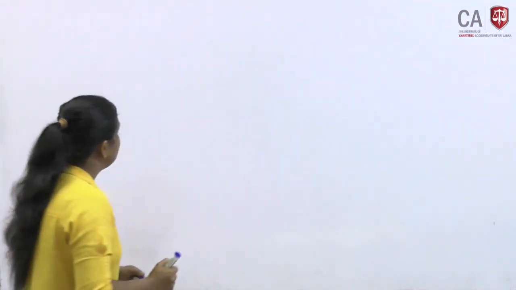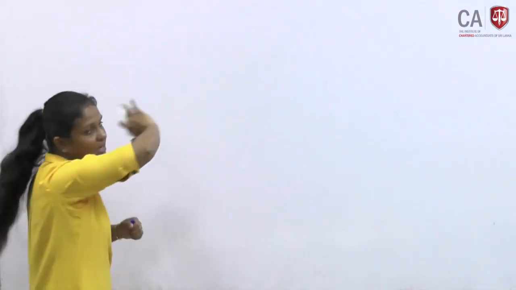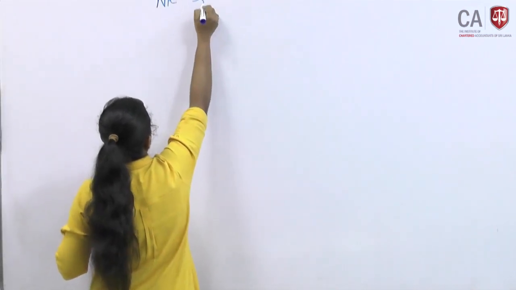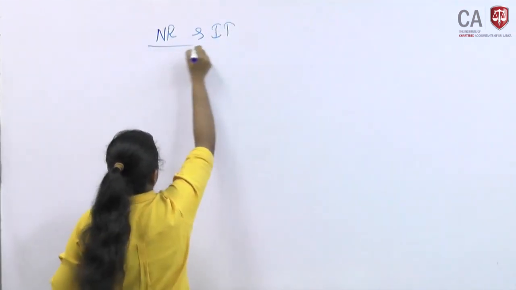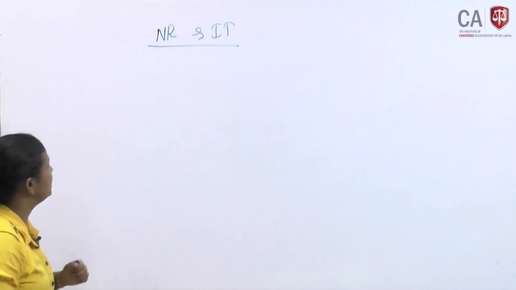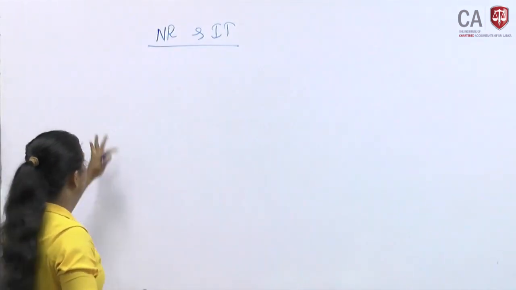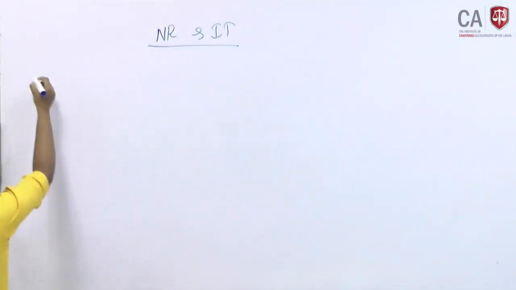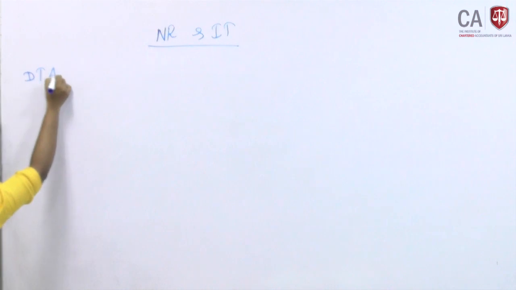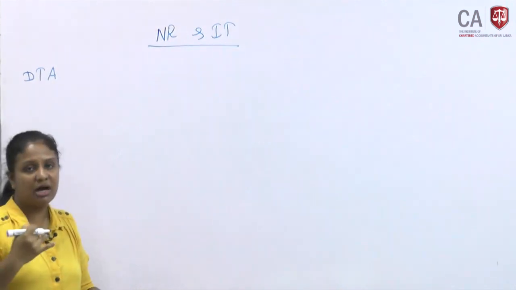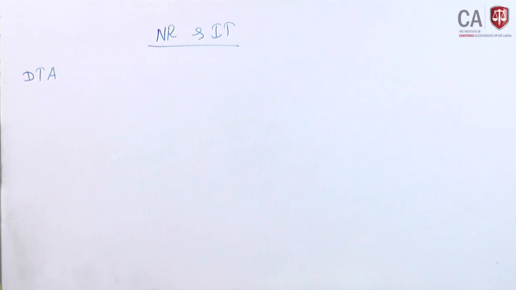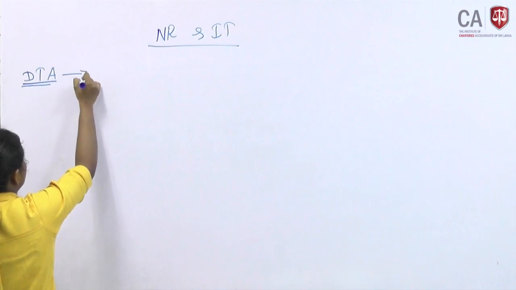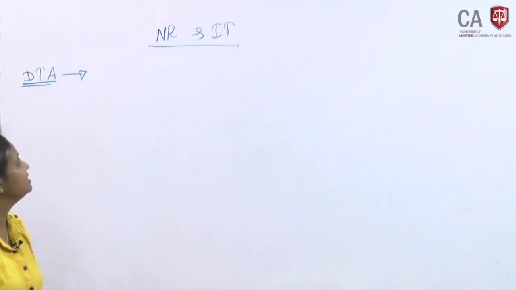Okay, now this is a summarization. We are in the topic of non-resident taxation and international taxation, which is your 15% of syllabus area. In that, how are you going to write an answer? Now think that there is a double taxation agreement, DTA, between the countries in your question, which is being tested in your examination. Now you must apply the provisions of the double taxation avoidance agreement.